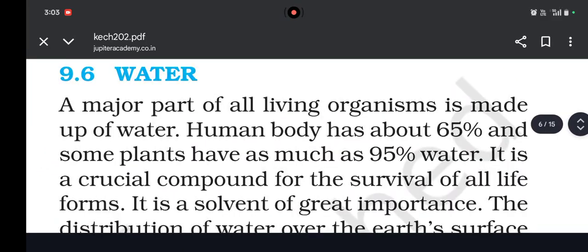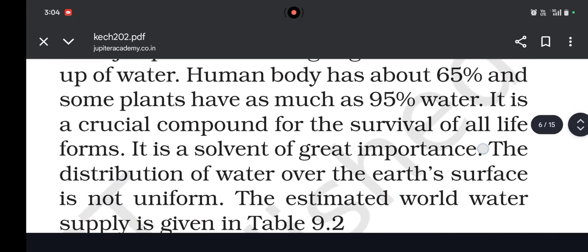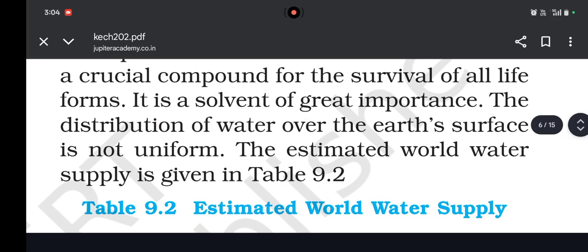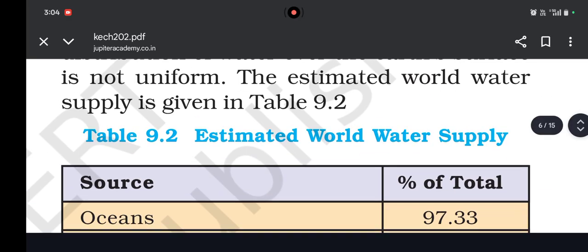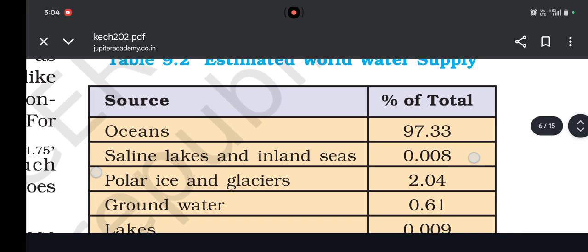Water. A major part of all living organisms is made up of water. The human body has about 65% and some plants have as much as 95% water. It is a crucial compound for the survival of all life forms. It is a solvent of great importance. The distribution of water over the earth's crust is not uniform. The estimated world water supply is given in table 9.2, as we can see in the table.